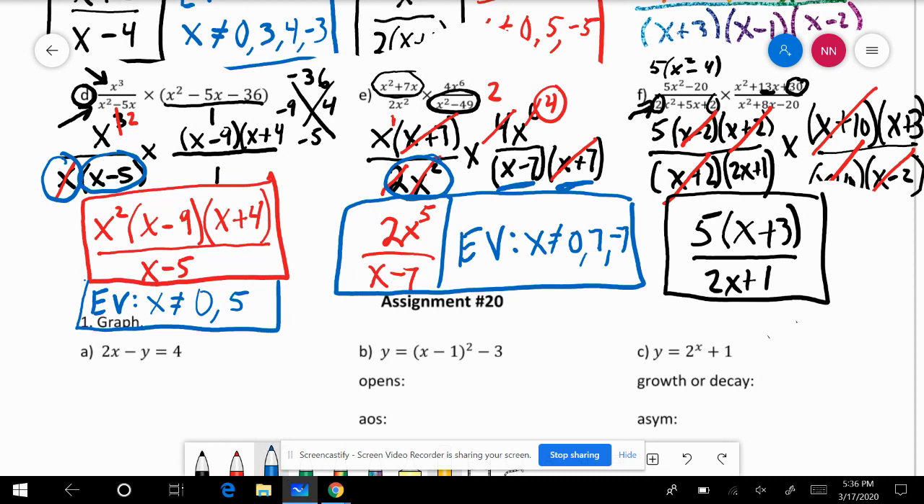We're looking for our second answer, which is our excluded values. Excluded values are what give us 0 for the denominator. And what gives us 0 for the first one? Negative 2. For the second one, this one's a little tricky. It's always the opposite. So it's negative 1/2. This one right here, kind of hard to see, but that would be negative 10. And for the last one, it would be 2.